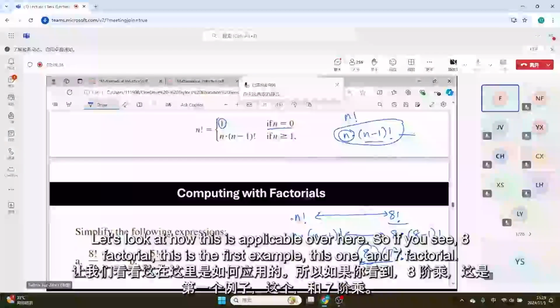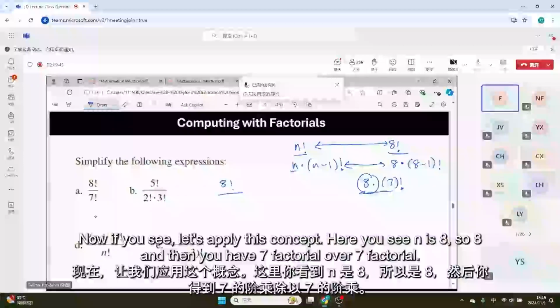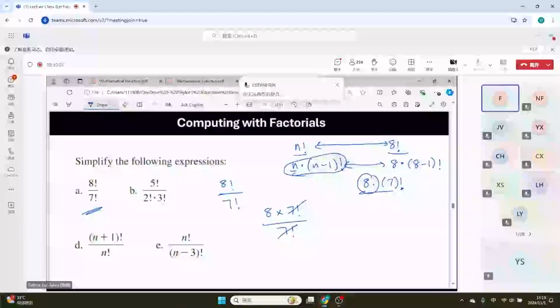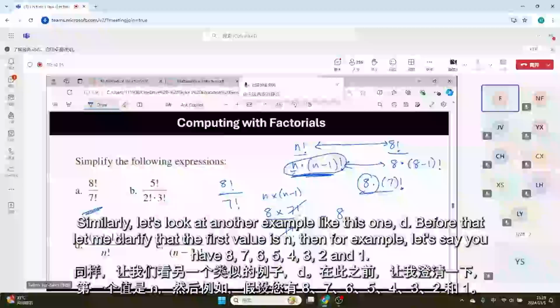Let's look at how this is applicable over here. If you see 8 factorial, this is the first example, and 7 factorial. Let's apply this concept. Here n is 8, so 8 and then you have 7 factorial over 7 factorial. So it makes your calculation easy. The answer is 8. So this is the application of this definition, where this was n and then you had n minus 1 factorial.